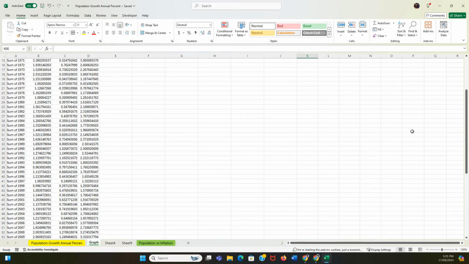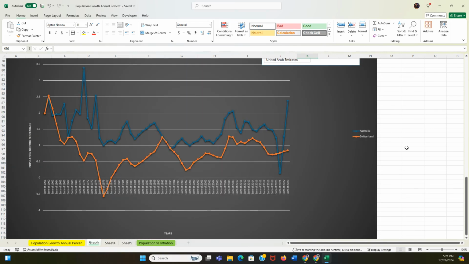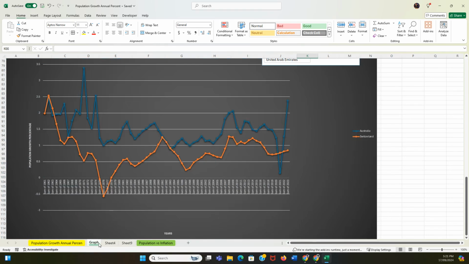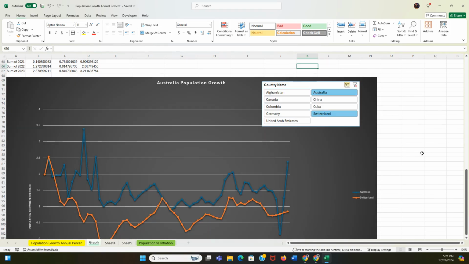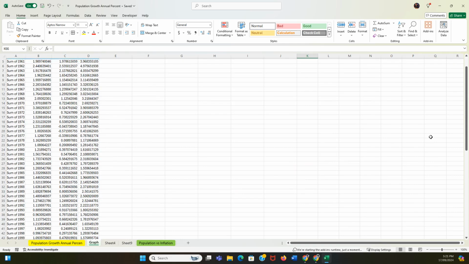Okay, so what I'm going to cover tonight is a data set based on the World Bank data, which I've extracted out. The data's been cleaned and put into Excel, and what I'm going to be having a look at tonight is the population growth in Australia, in addition to some other countries, as well as inflation.